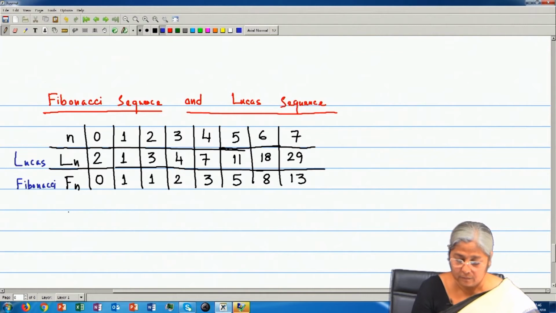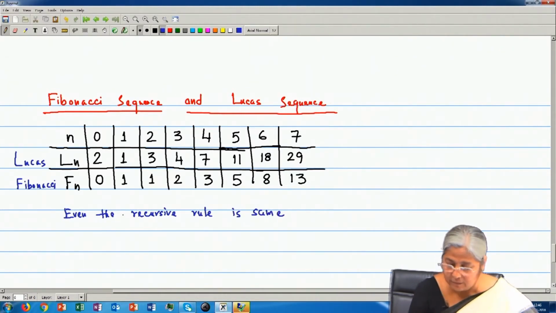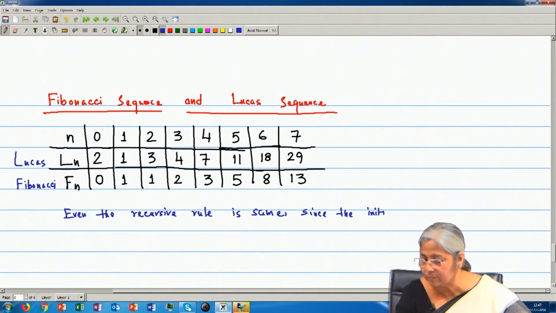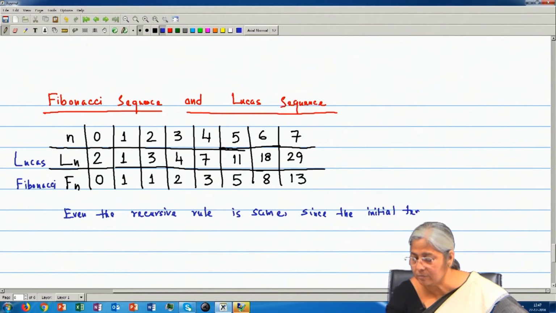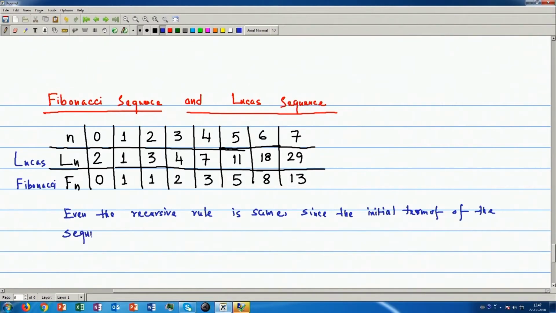The conclusion is that even though the recursive rule or recursive definition is the same, since the initial conditions or initial terms of the sequences are different, they generate different sequences.